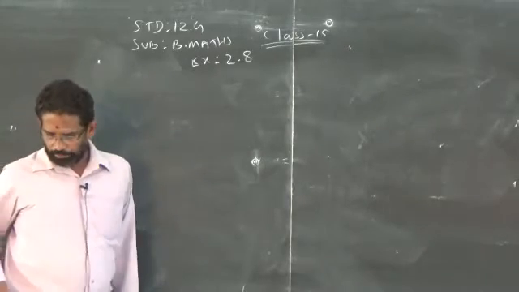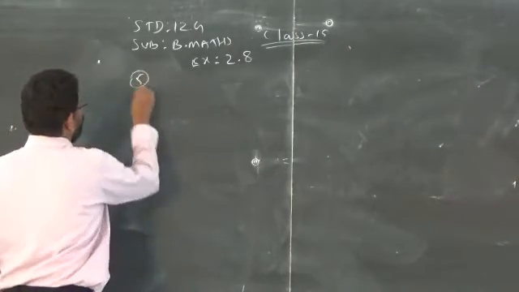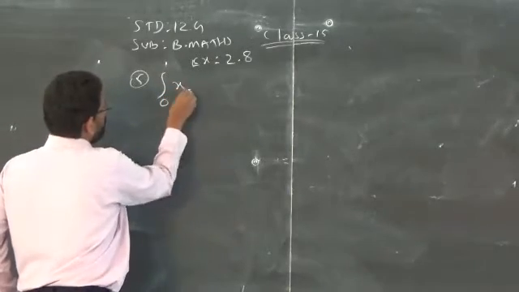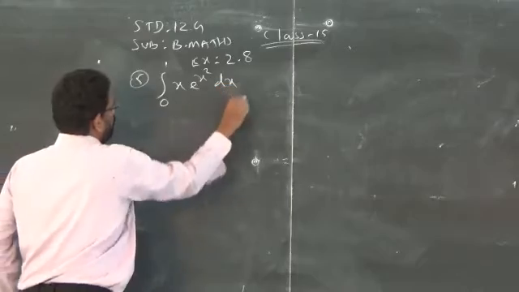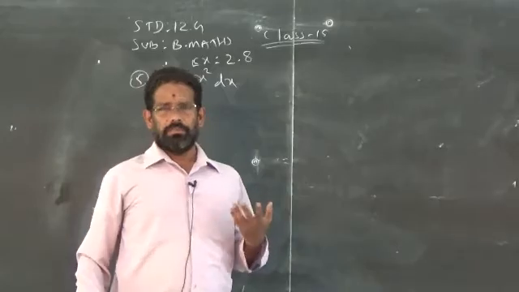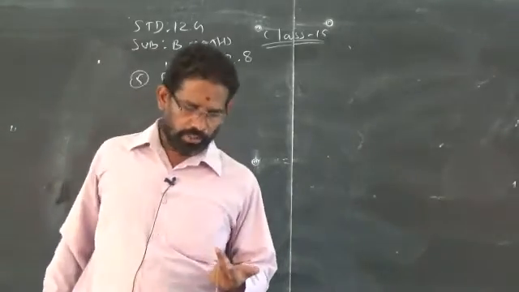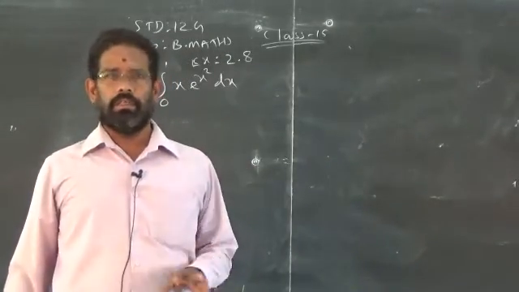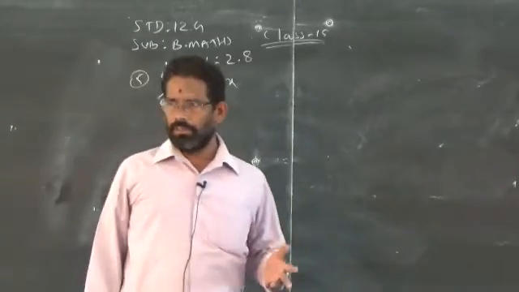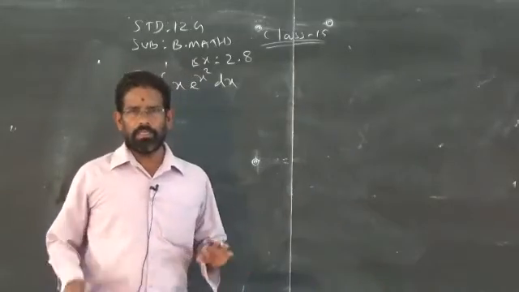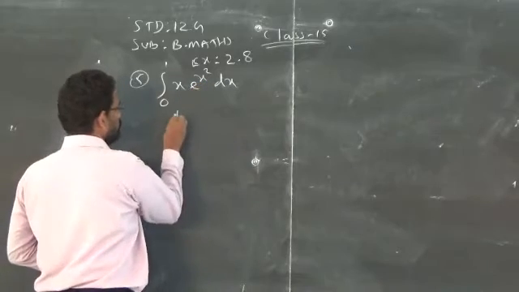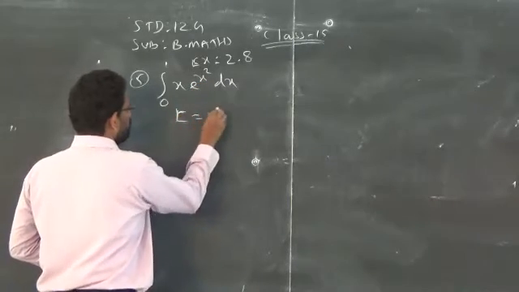See the sum number 5, 0 to 1, x e power x square into dx. This is also what I said very clearly. If exponential format, logarithm format, ratio format, inverse format, when you apply the substitution method, you are supposed to take t as the power of e, or inside the logarithm, or inside the inverse function, or inside the ratio. So what is the power of e here? X square. So you can take t is equal to x square.